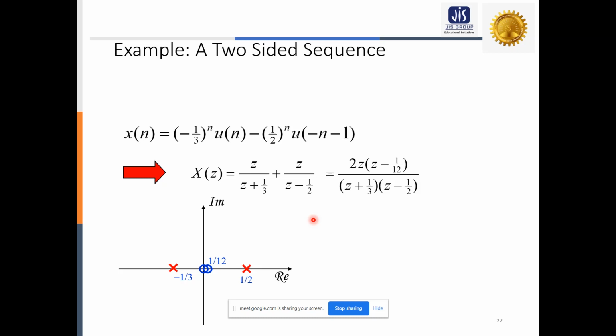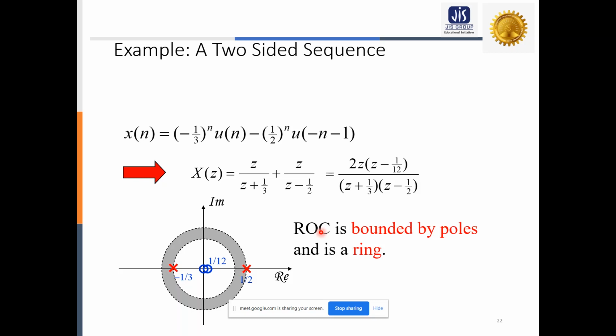Okay, so for this case the ROC is greater than 1 by 3, so it is exterior of this pole, and for this case it is interior of 1 by 2, this is interior of the pole. That's why the ROC now is an annular ring. Okay, this is the annular ring. So now the ROC is bounded by poles and is a ring. One pole is at the outer boundary, and at the inner boundary there is another pole.